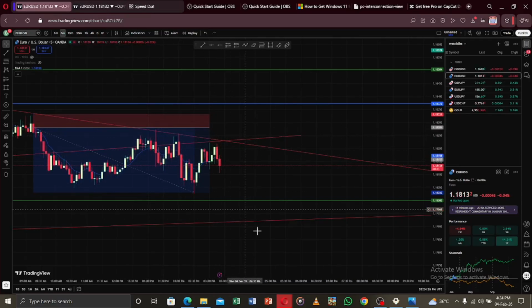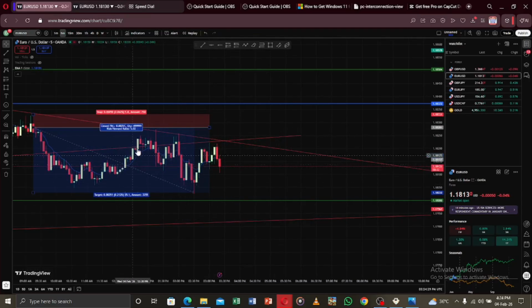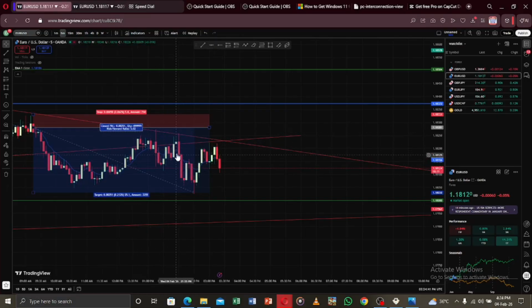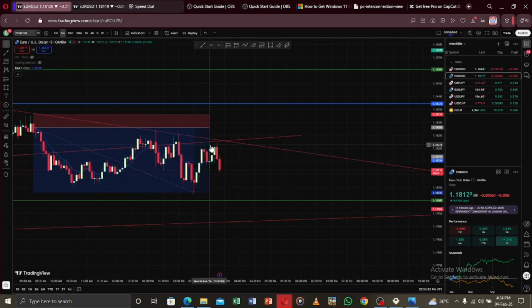Let's see. Came up, tested here. It looks like this one is not really that strong because it came up and actually tested here, making somewhat of a double top. Price then broke structure. Is this really breaking structure? It should be here, I guess. So price broke structure with this, came up to test it again, and I believe from here it will go down to here.